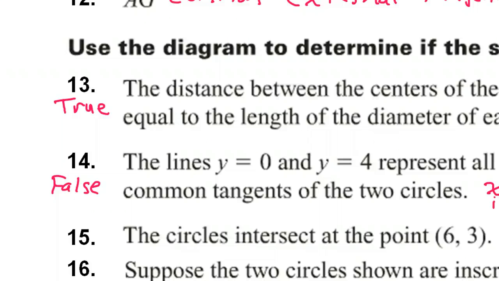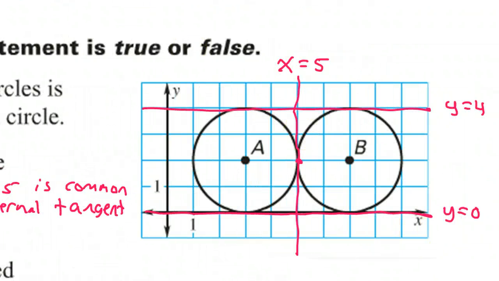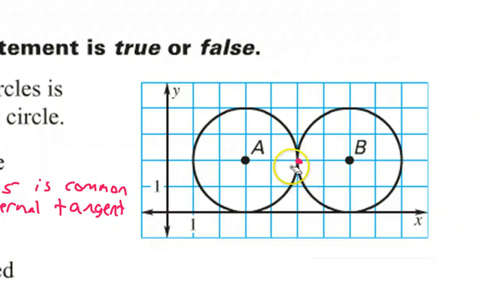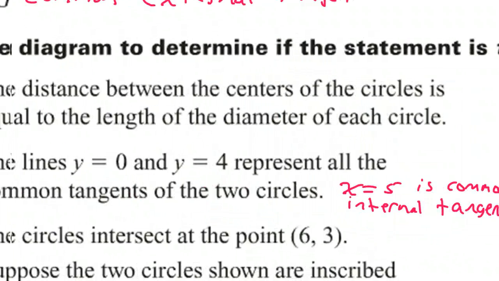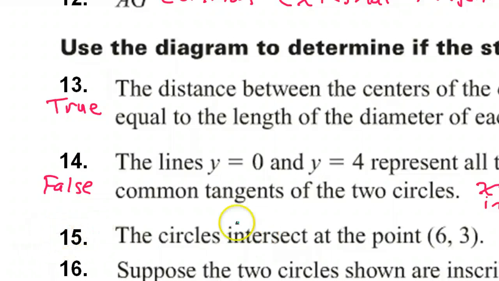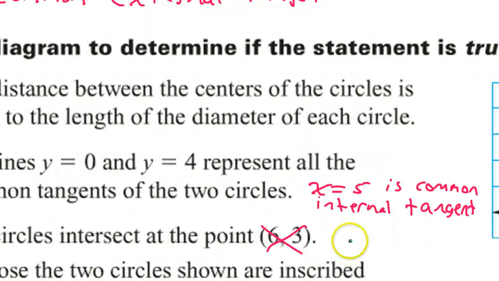Okay, number 15. The circles intersect at the point 6, 3. Let's see. I see the circles intersecting. They intersect right here. 1, 2, 3, 4, 5. 1, 2. So that's false because the circles intersect at the point 5, 2, not 6, 3. So false. And I'll just cross that out and put 5, 2.